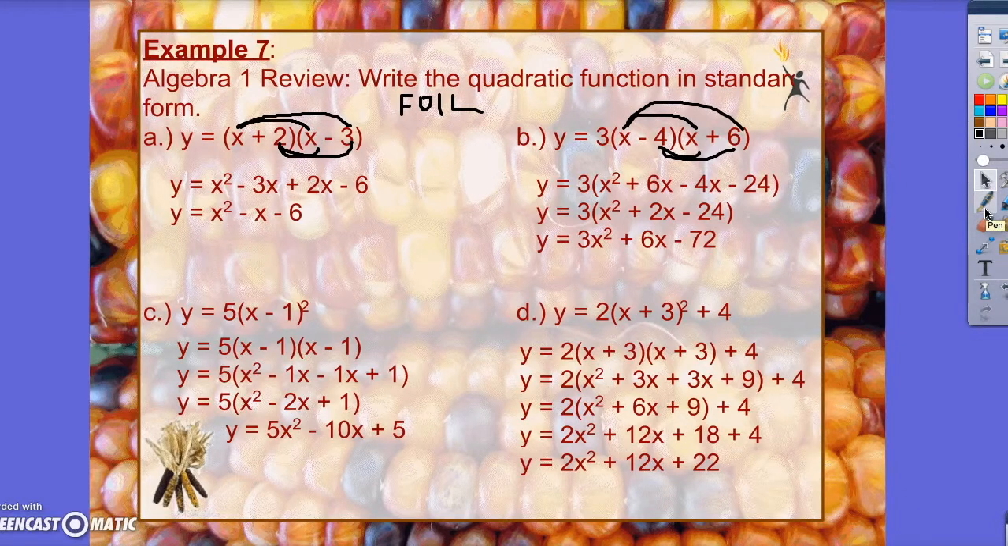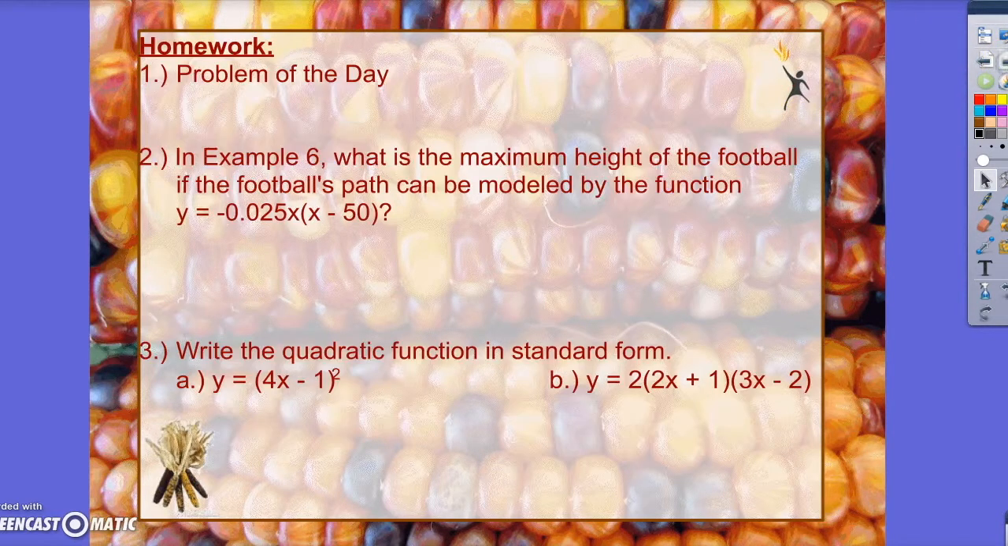And as you see with all 4 parts, A, B, C, and D, we took it from vertex or intercept form and we converted it back to standard form using FOIL, something you learned in Algebra 1. All right, that's it for today. Last part. We have 3 problems. Problem of the day. 2, we take the word problem with the football and we change the equation to answer it. And then 3, write the quadratic function in standard form. And that's it for today.